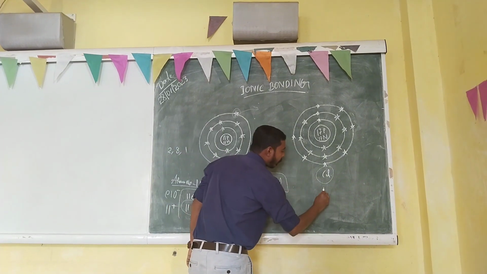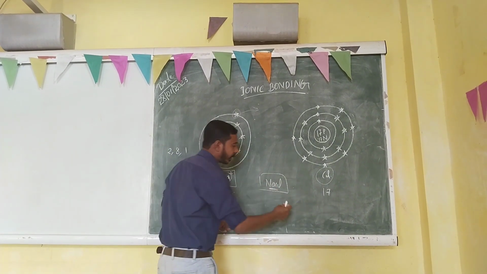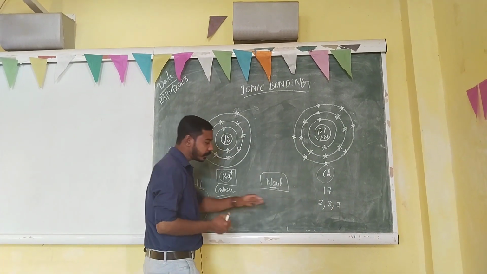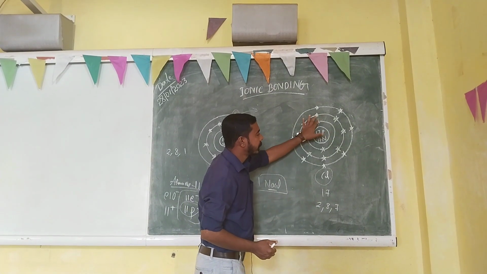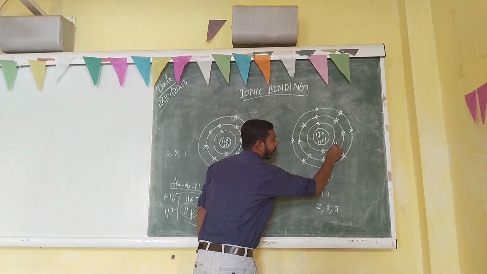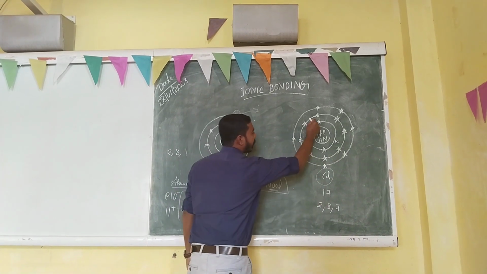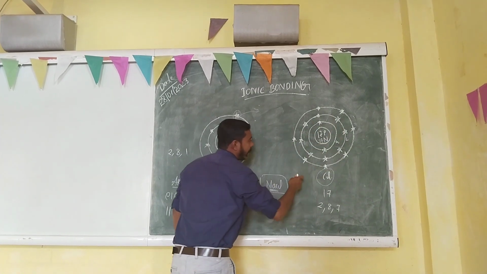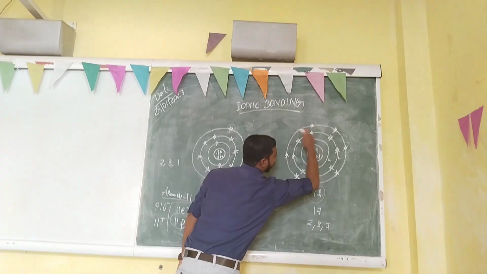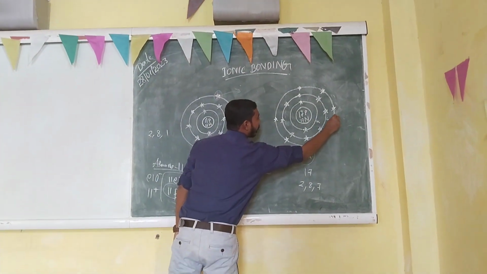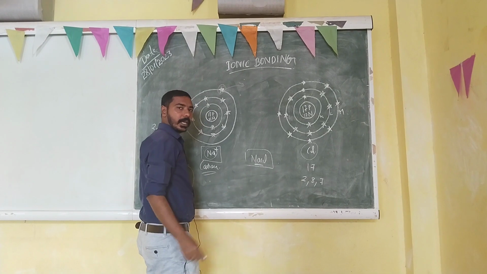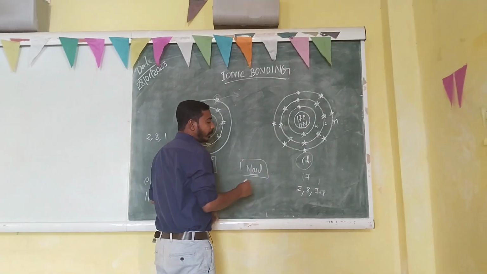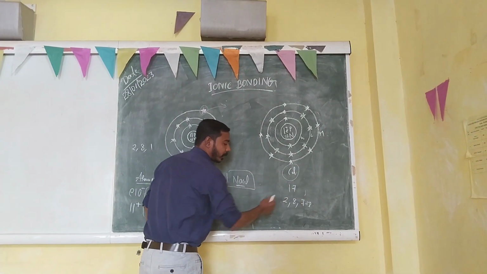The atomic number of chlorine is 17, and the electronic configuration of chlorine is 2, 8, 7. That means 2 electrons in the first shell, the K shell, 8 electrons in the second shell, the L shell, and 7 electrons in the outermost shell, the M shell. Another name for the first, second and third shells is K, L and M. So chlorine needs one more electron to achieve stability.